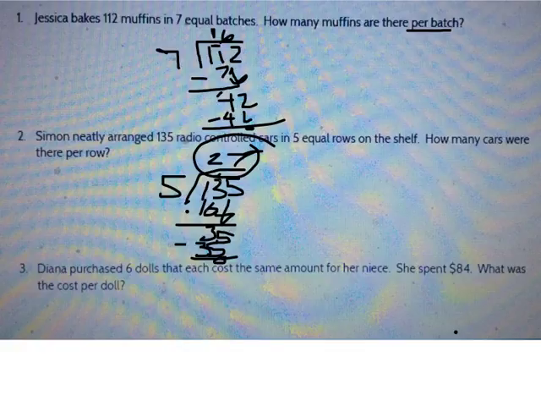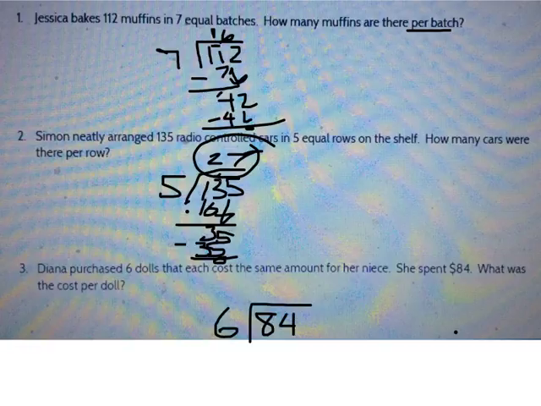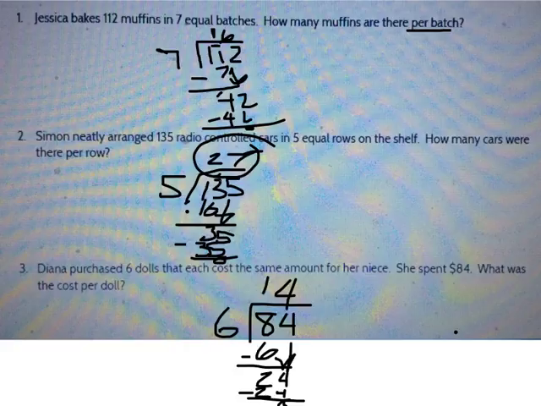Now let's try number 3. Diana purchased 6 dolls that each cost the same amount for her niece. She spent $84. What was the cost per doll? Again, I need to divide here. 84 divided by 6. Go ahead and solve that division problem now. The correct answer is 14. Each doll costs $14.